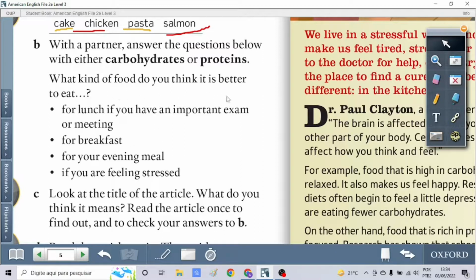What kind of food do you think it is better to eat for your evening meal? And what kind of food do you think it is better to eat if you're feeling stressed? For each of these questions, you're supposed to answer with carbohydrates or proteins. Okay?